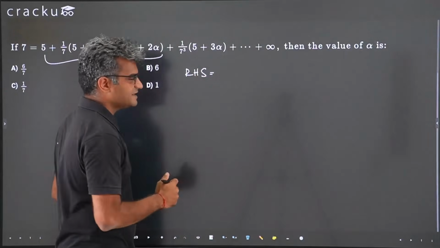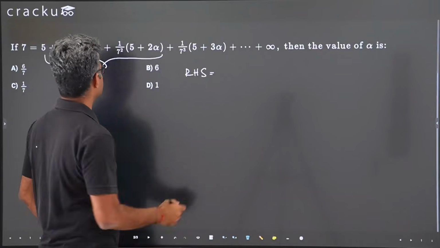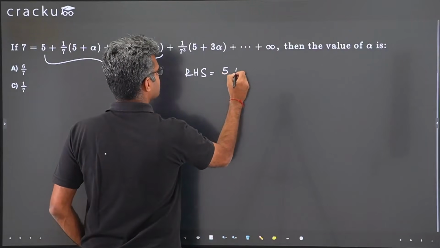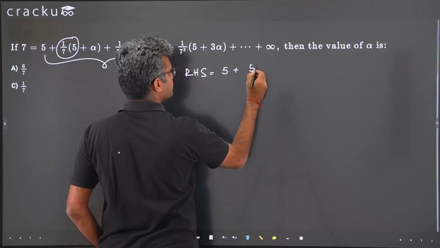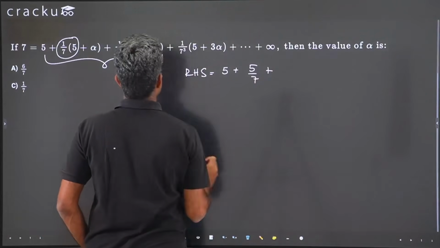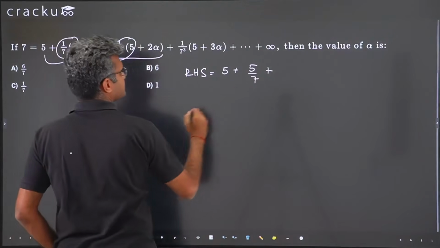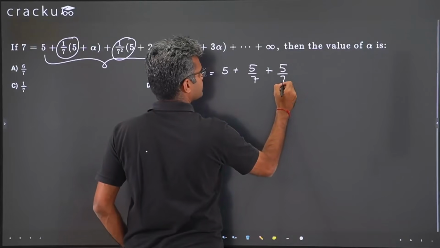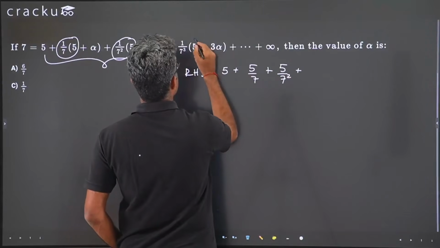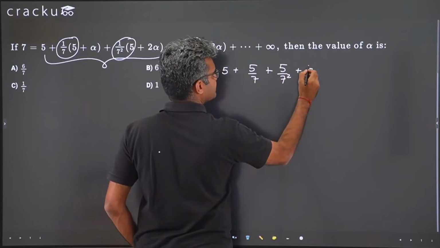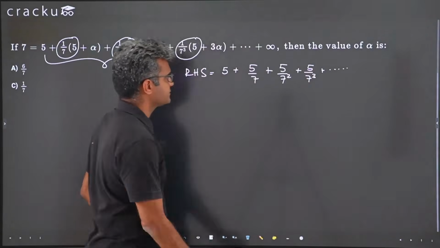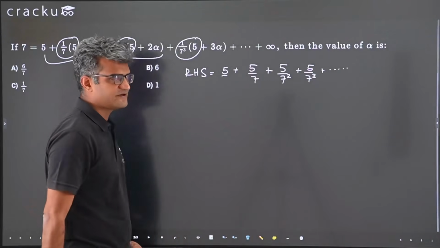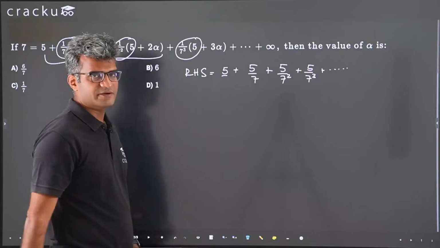If you are looking at the right hand side, this is basically the sum of two series. One is 5 plus 5 by 7 plus 5 by 7 square plus 5 by 7 cube and so on till infinity. This is an infinite geometric progression. The first term of the infinite geometric progression is 5 and the common ratio is 1 by 7.